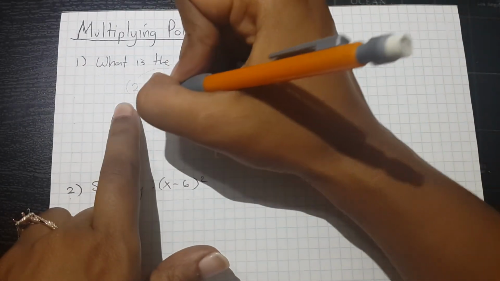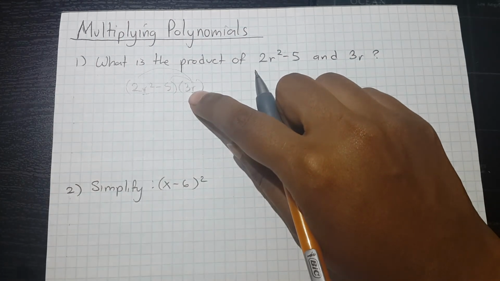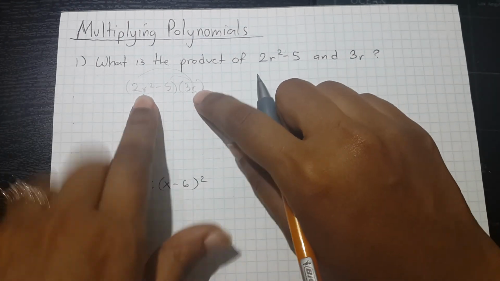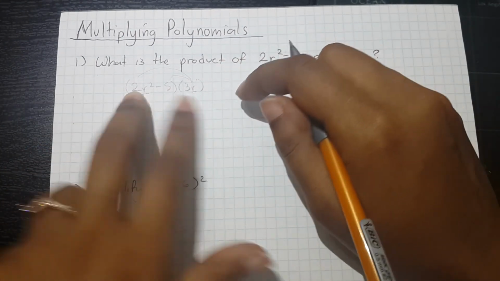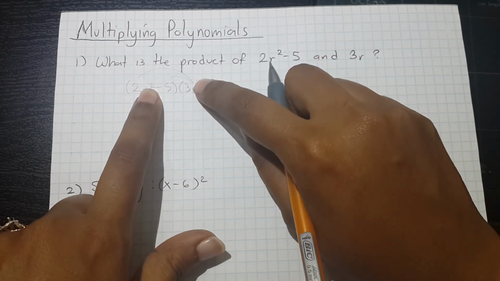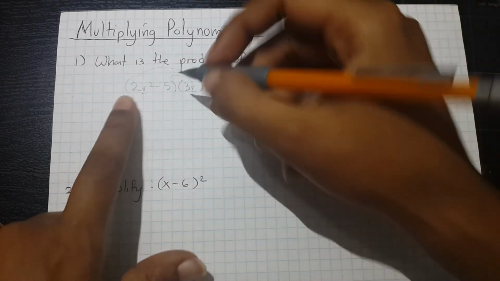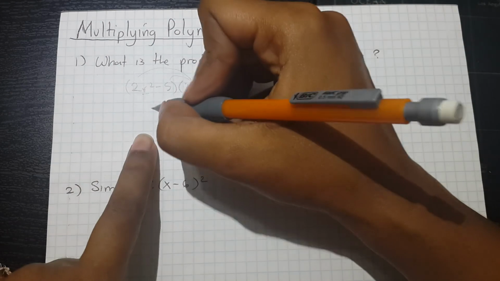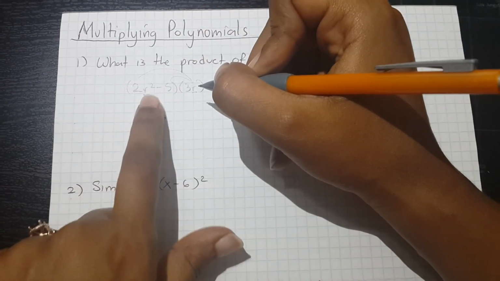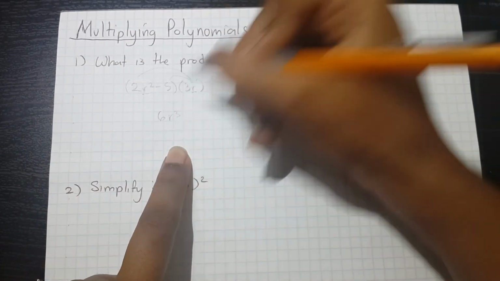So r is what we call the base. Alright, that variable is called our base, and because they have the same base, we're going to actually end up changing the exponent. So this has an exponent of 2, this has an exponent of 1, you're going to add those two. So 2 times 3 gives you 6, but r squared times r gives you r to the third.